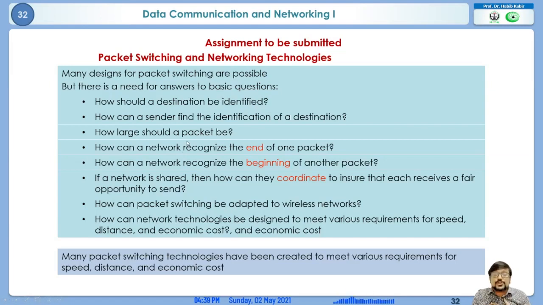These are my questions. How should a destination be identified? How can a sender find the identification of the destination? How large should a packet be? How does a network recognize the end of a packet? How does a network recognize the beginning of a packet? These are very basic, very interesting questions I wrote for myself.